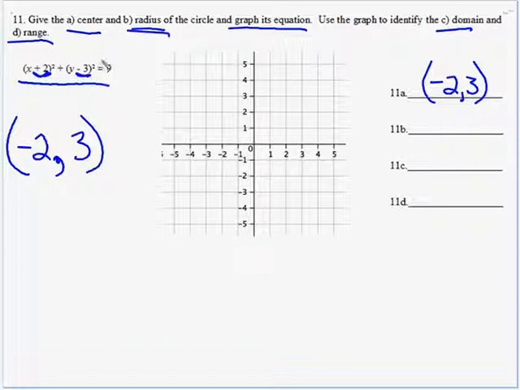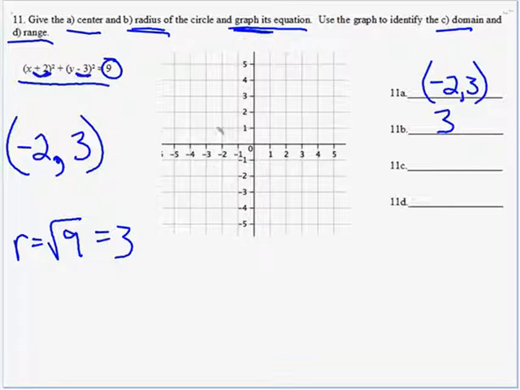We want to find the radius. This is the radius squared. So the radius is going to be the square root of that number, or 3, radius 3. For this part, we're going to graph it. -2, 3 is our center. From there, we will go 3 units in any direction, up, down, left, or right. And there's our circle.